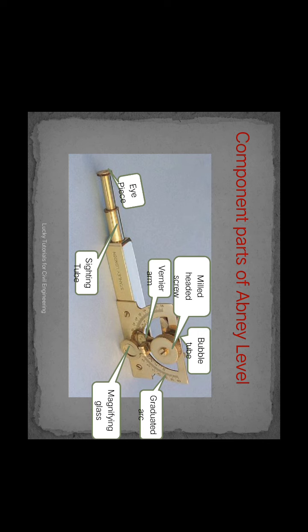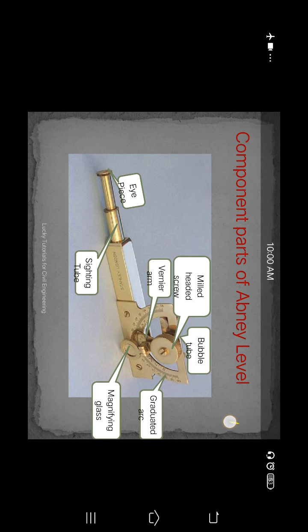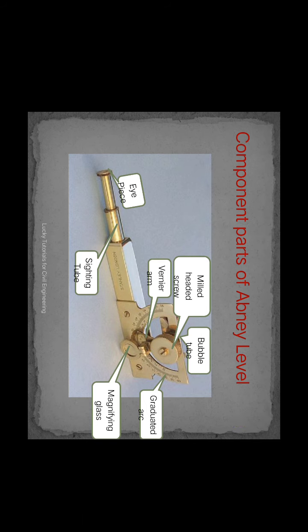Opposite to the vernier arm, you have a magnifying glass. The main purpose of the magnifying glass is to read the vernier coincidence with the graduated arc. The sighting tube is for clearing, just like a focusing screw. If you rotate it anticlockwise or clockwise, the crosshairs will touch the point where you are going to see the object. These are some of the component parts, and we'll see the constructional features next.